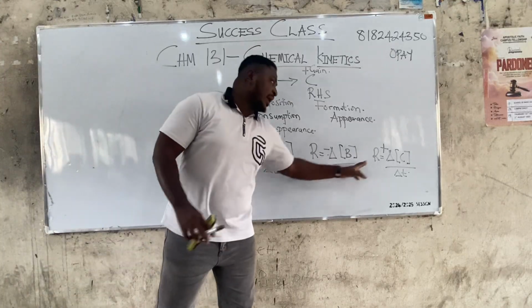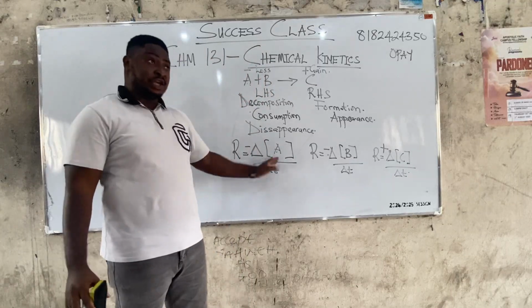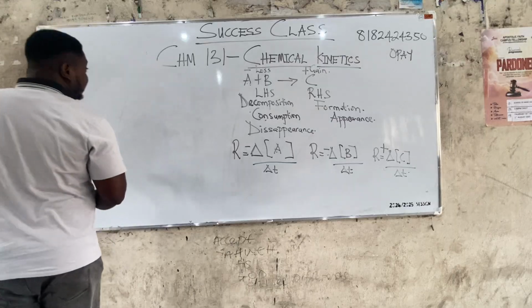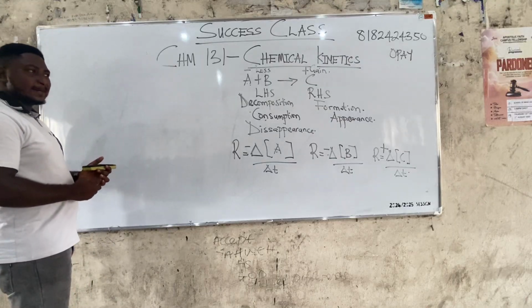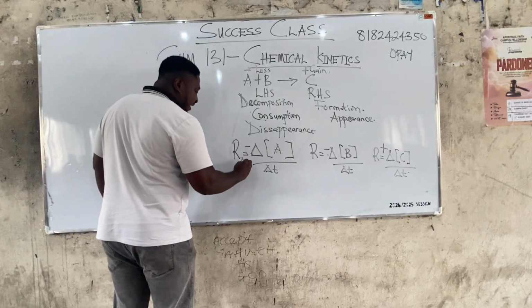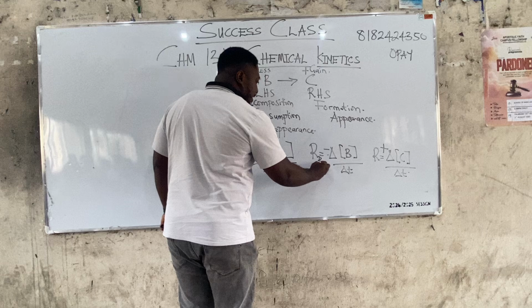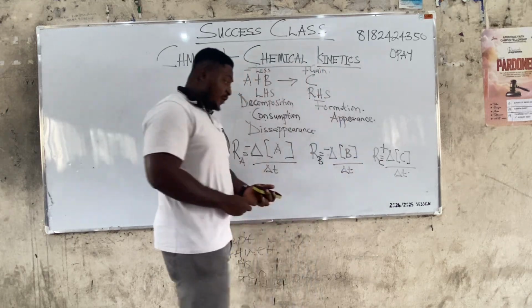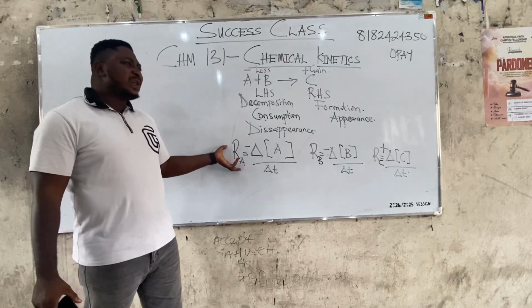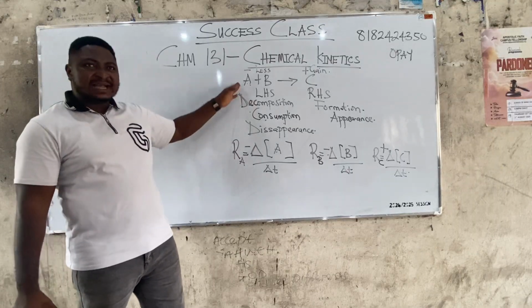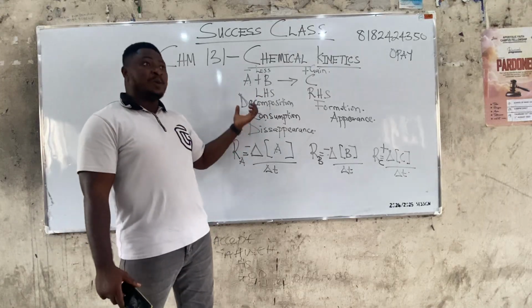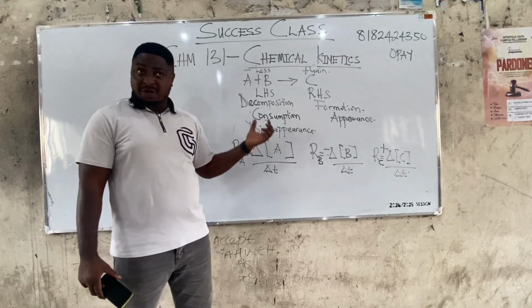Any of this could be used to calculate the rate of the chemical reaction: change in A all over time, change in B all over time, change in C all over time. Let me tell you something. This one we can call RA, this one RB, this one R. Follow me. What will we say is RA? Because A is a reactant, RA must be rate of disappearance of A, or rate of decomposition of A, or rate of consumption of A.